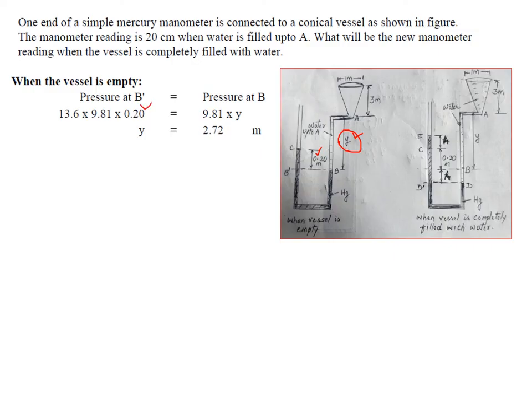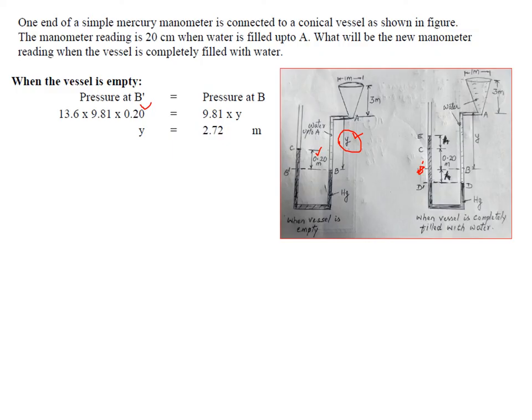Now when you try to fill this, let the diagram be the same. I maintained this B, so this is B dash. In the earlier case it was from C, so here this C, which is 0.2 meter, same diagram. When you fill this water here, it will push the mercury level down by an amount H to D, and here it will come up by the same amount H. This is 0.2, which is taken from here, so the new manometer reading will be 0.2 plus H plus H.